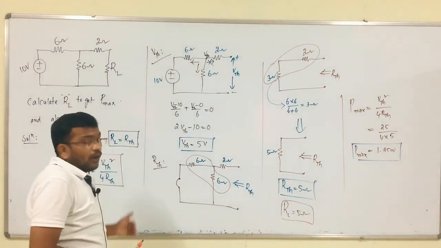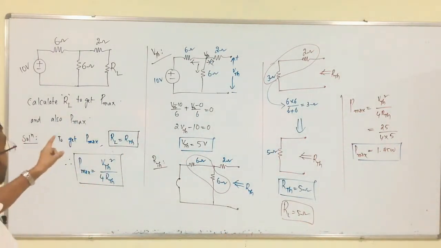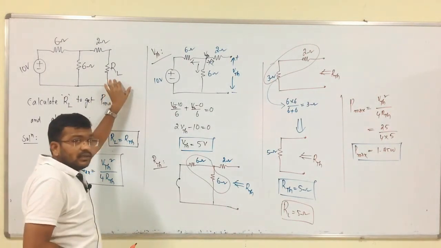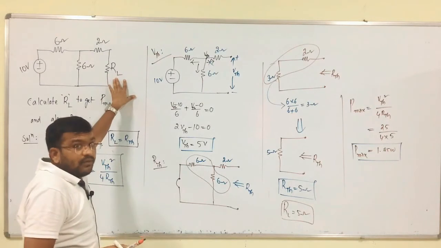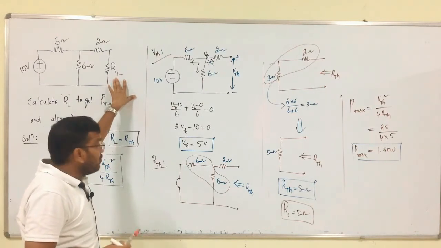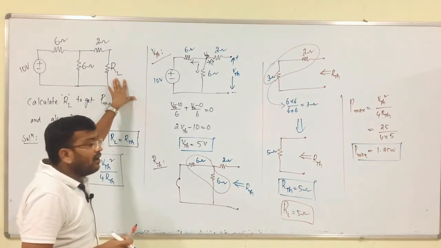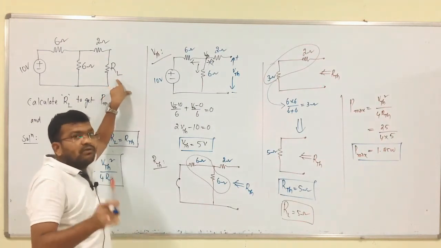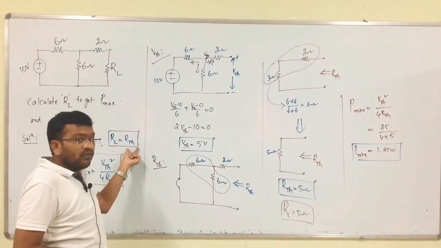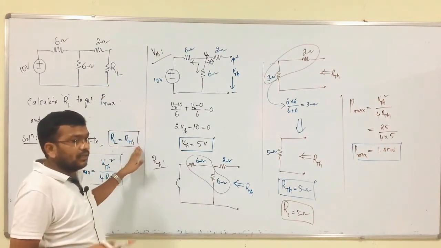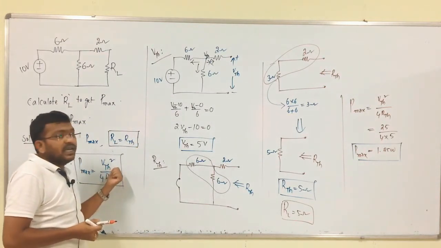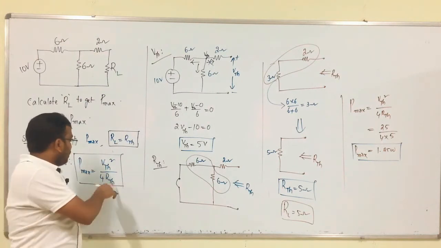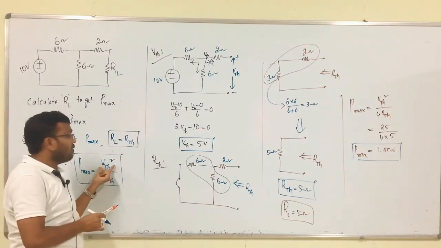So, like this we have to solve the problem. First, we have to calculate the load resistance at which we will get the maximum power. We get maximum power when the load resistance is equal to the Thevenin's resistance. So, first we have to calculate the Thevenin's resistance, then go for the formula VTH square by 4 RTH. But we do not know the value of VTH.